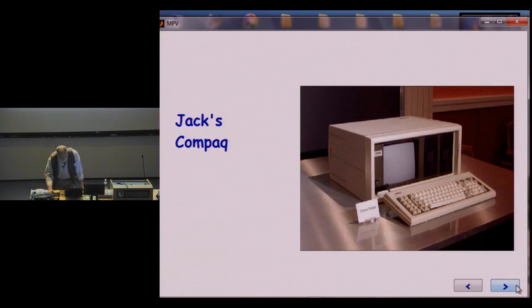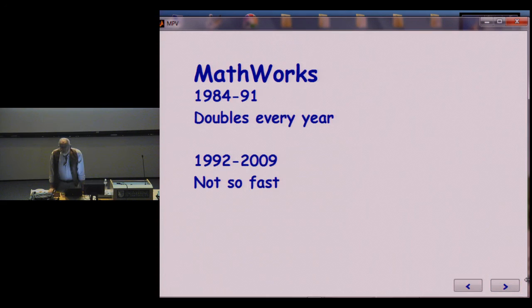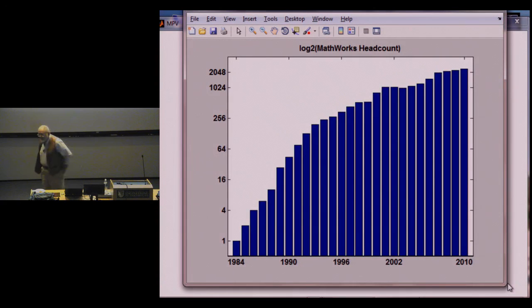In 1984, the MathWorks had 2 to the 0 people, namely Jack. And next year, he hired Bangert, so we had 2 to the 1 people. It doubled. Here's a log plot of the size of MathWorks over the last 26 years. It's linear with slope one at the beginning. We doubled every year for the first 7 years. If we'd kept that up, today we'd have 64 million people, and we'd have to hire 64 million more to double this year. So we've slowed down a bit. We have now something over 2,000 people, probably 2,200 people around the world.